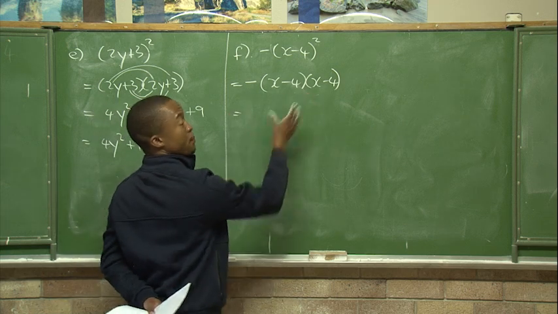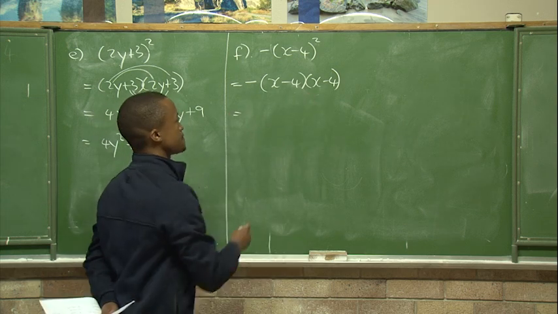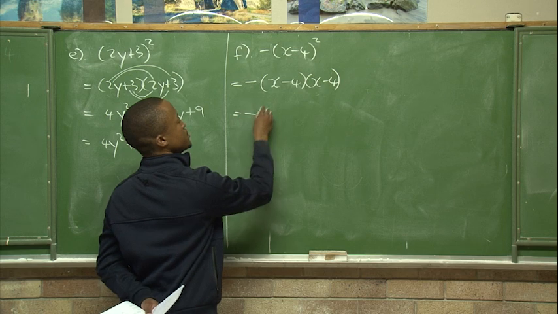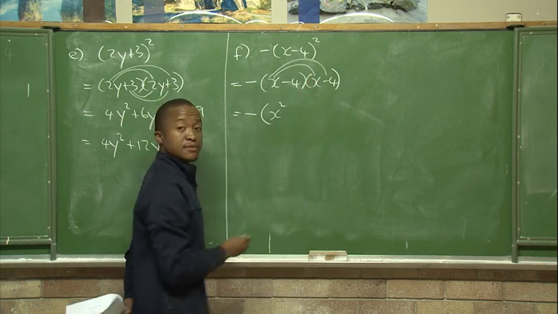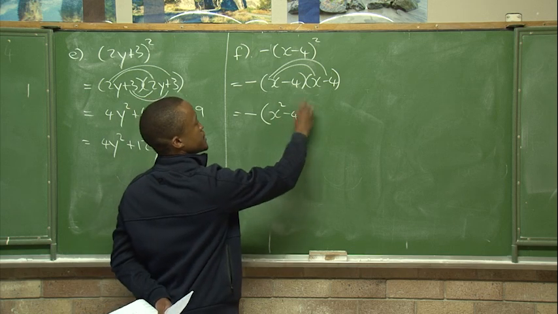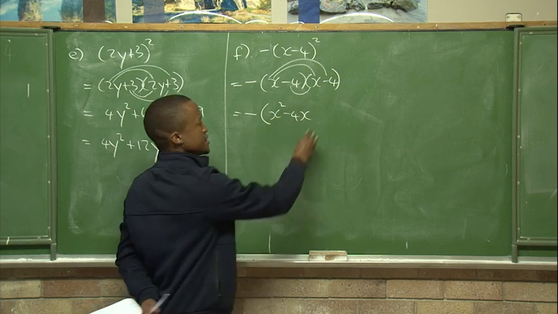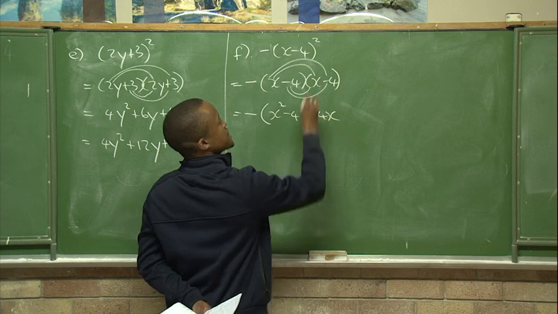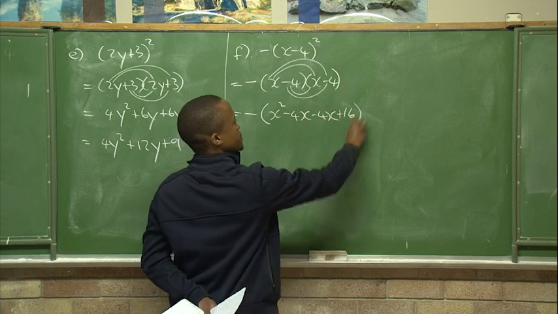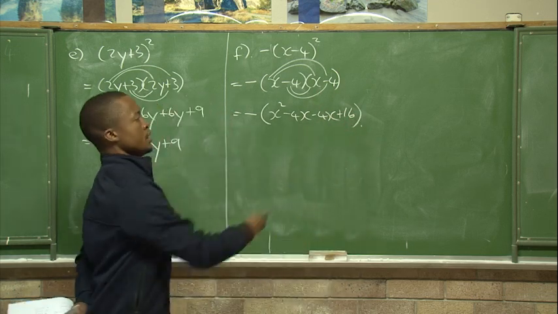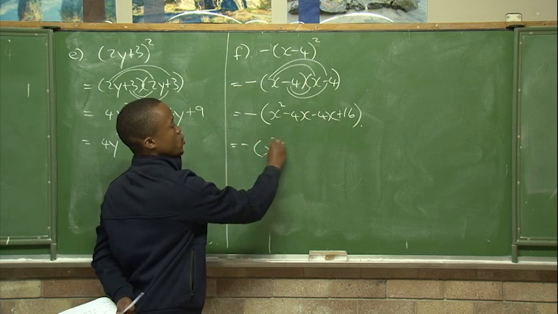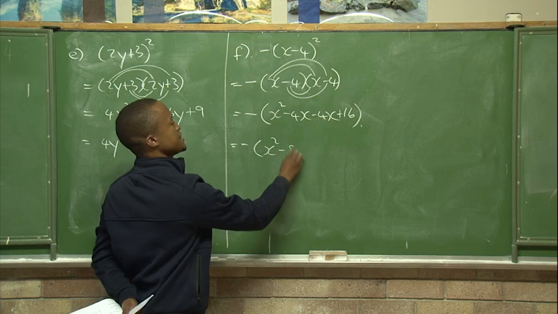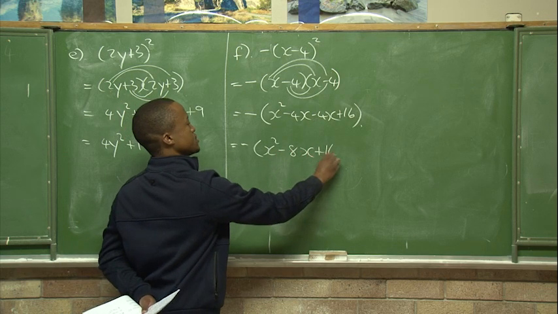Then what we do, we find the product of the binomials. So the factor of -1 is still there. So we'll have x times x will give us x squared. X times -4 will give us -4x. -4 times x will give us -4x. -4 times -4 will give us positive 16. Like terms are grouped in the middle. So what we have is x squared, -4x minus 4x will give us -8x, and then plus 16.